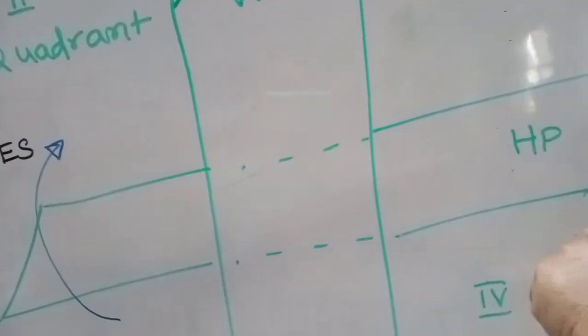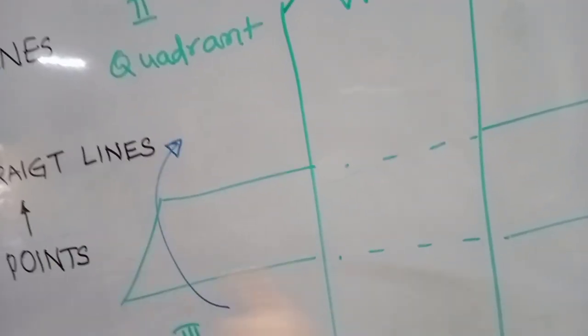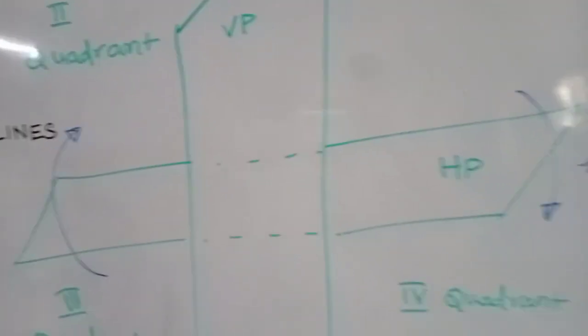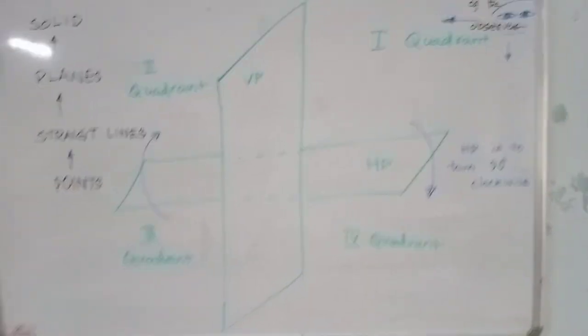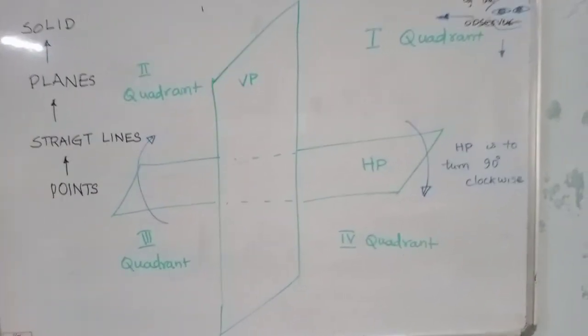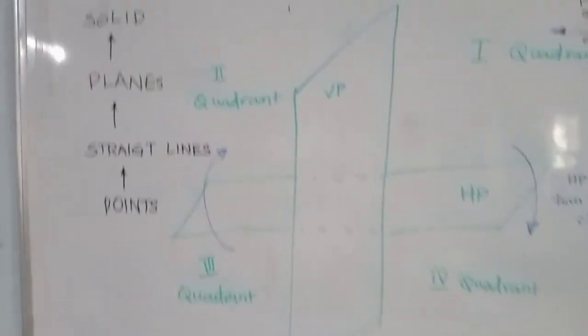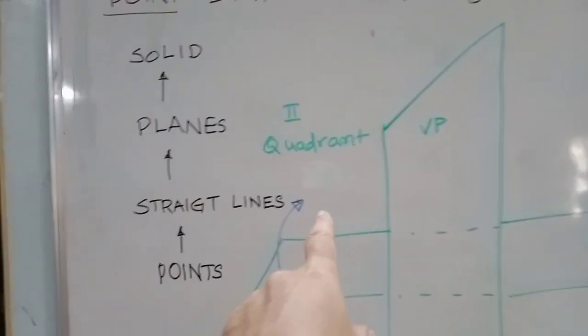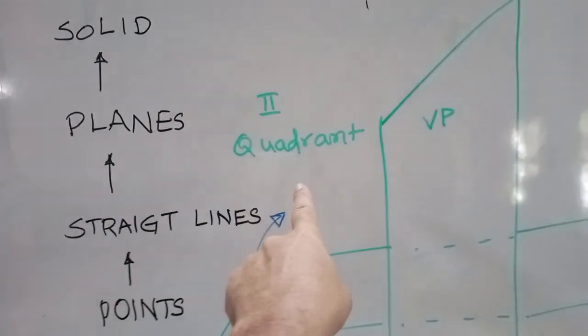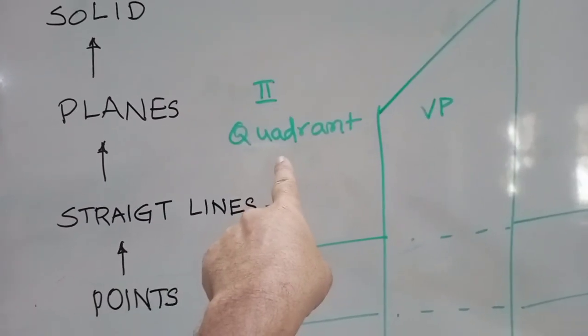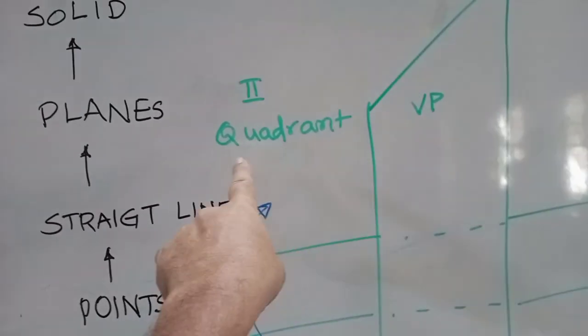Horizontally we have to write the XY line, where X is this side, Y is this side. Likewise we have to show. It is just an example. If you are going for another point, let us say I am taking one more point, B point here. B is 20 mm above HP, 30 mm behind VP.